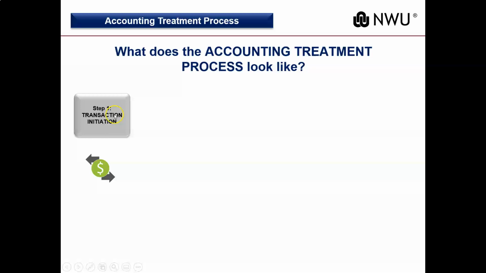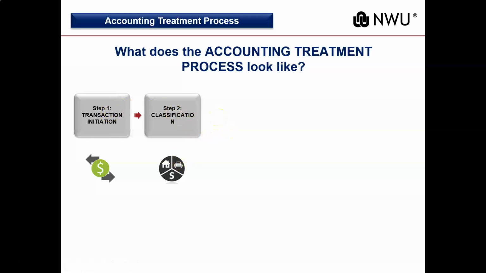Without a transaction, there can never be an accounting entry. Without a transaction initiated by way of a source document, there can never be a recording of a transaction in your accounting records. Once I have a transaction that I want to record in my accounting records, I have to classify that specific transaction in a type of transaction.